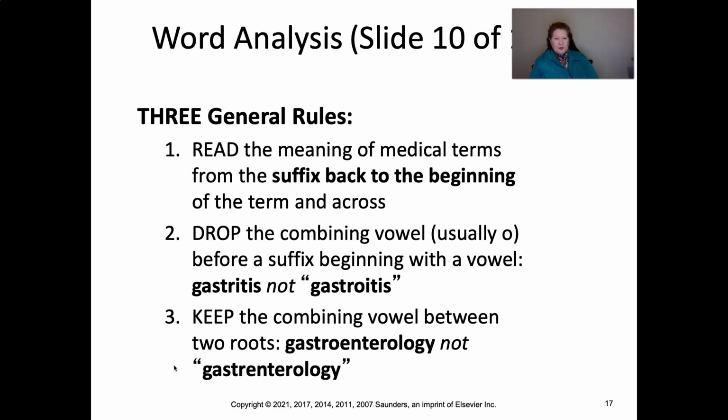So there are three general rules here. Read the meaning of medical terms from the suffix back to the beginning. So go back to front of the term and across. You're going to drop the combining vowel, which will usually be an O, before a suffix that begins with a vowel. So it'll be gastritis, not gastroitis. Keep the combining vowel between two roots. So if you have two roots, like gastroenterology, you're going to make sure it's gastroenterology, not gastroenterology. All right?